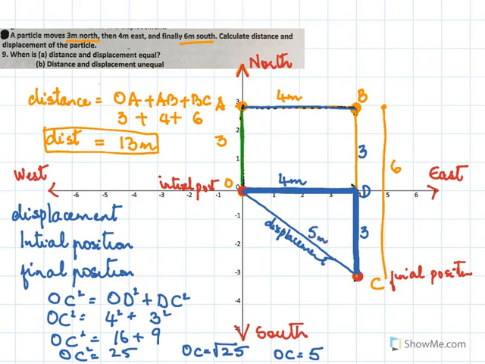meter. Again, initial position was O and the final position was C, and the distance between the initial and final position was 5 meter, which is displacement. So here displacement equals 5 meter.